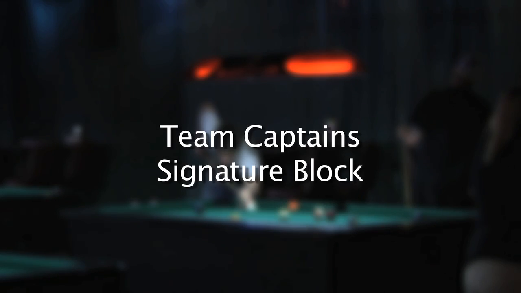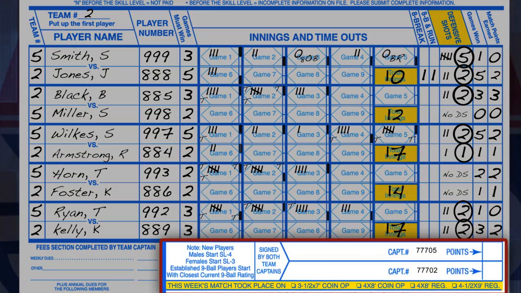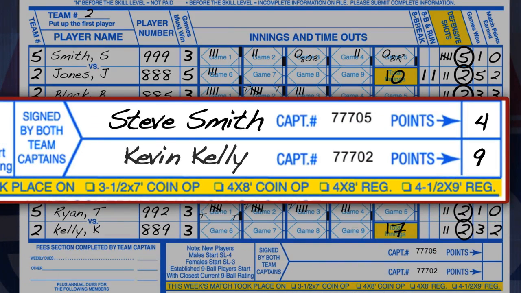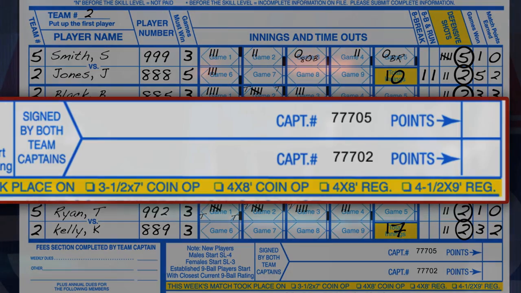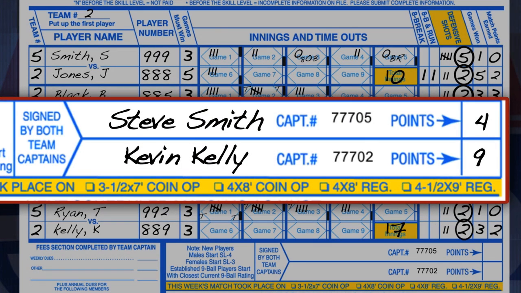Team captain's signature block. When your team match is over, add up the total number of match points earned that each team shows in the match points earned block. Record the total number of points earned by your team here at the end of your team captain's signature line. Then sign both score sheets. Table size section. Finally, be sure to check the box indicating which size table the match was played on.